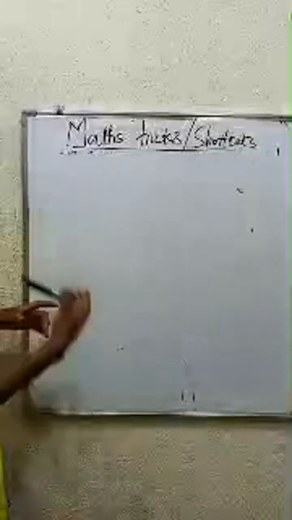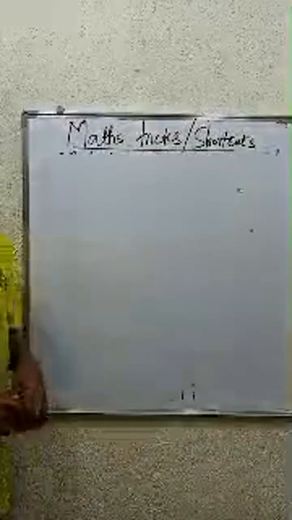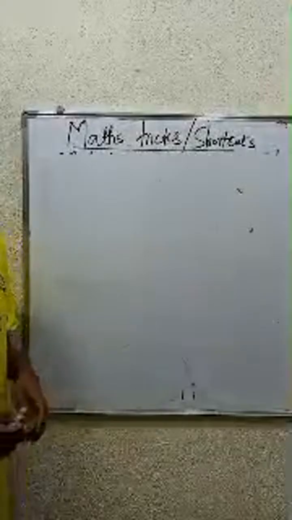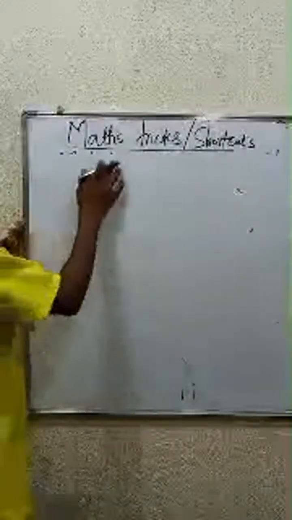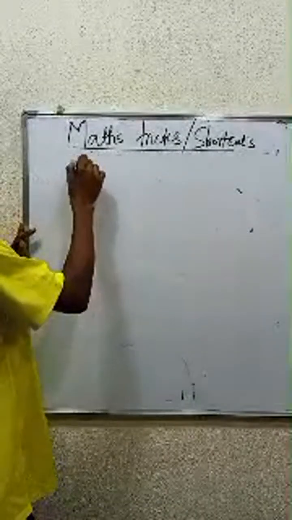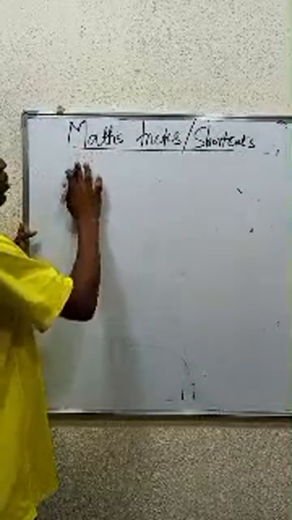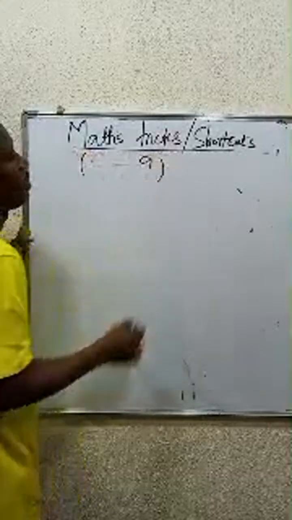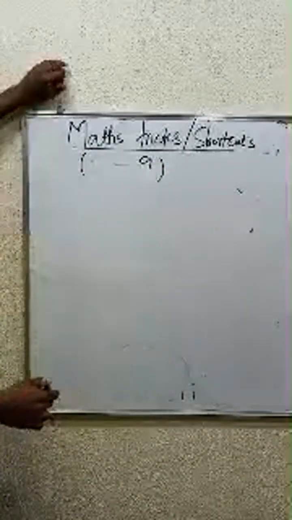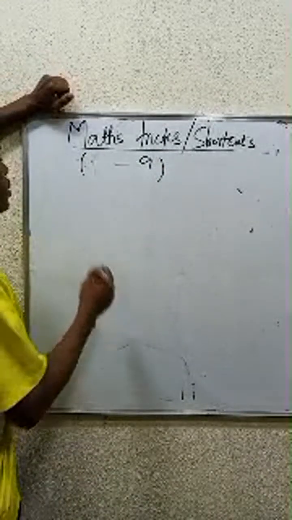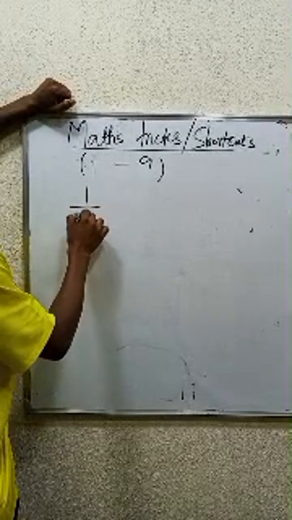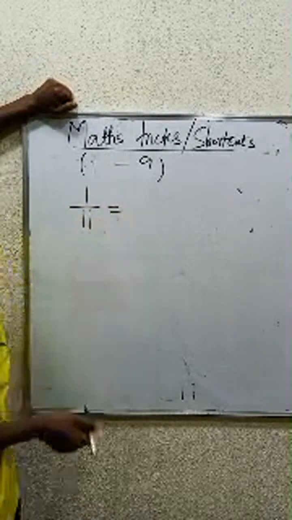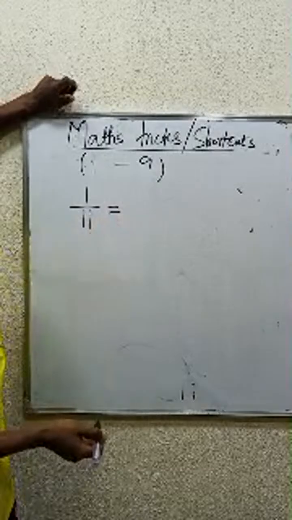Okay, let's continue. Let's look at the next one. The next shortcut we are going to look at is how to divide numbers by 11. Let's say we are going to learn how to divide numbers where the numerators are 1 to 9 by 11. Do you know what to do? Let's say you have 1 divided by 11. This is very simple. You don't need a calculator to do this.